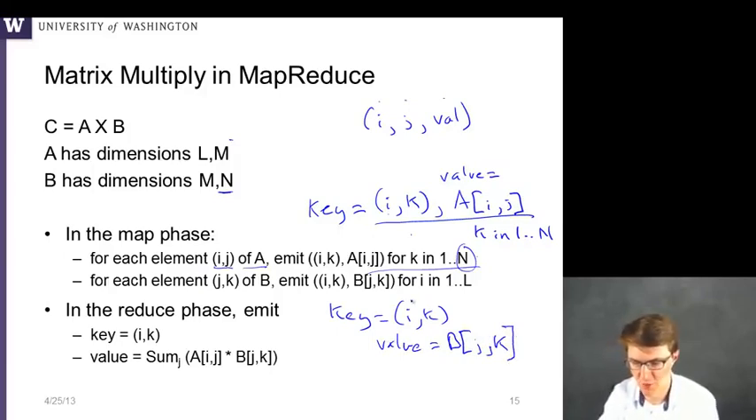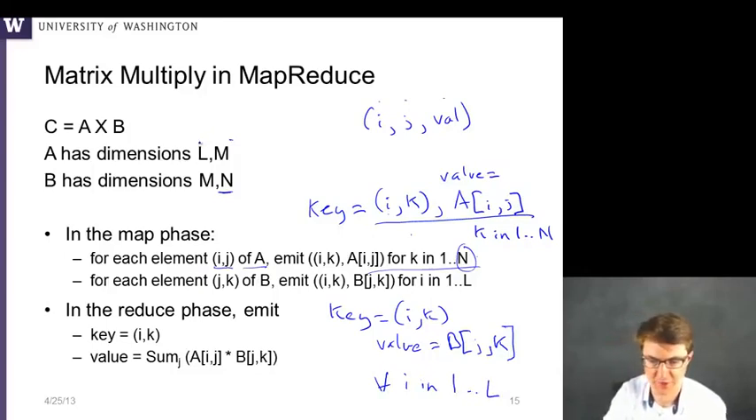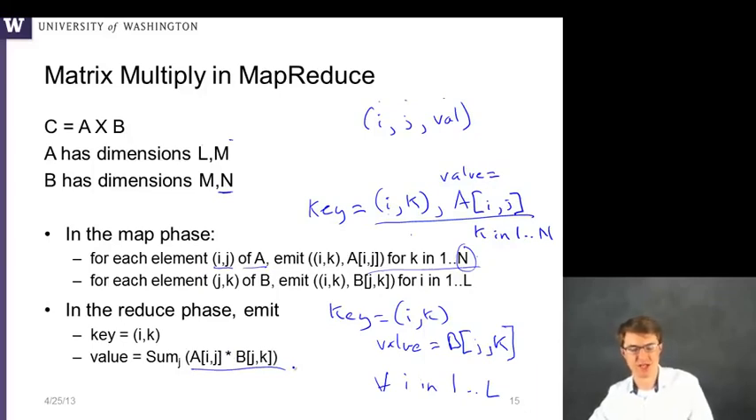Okay. And you're going to emit one of these key-value pairs for every i, the upside-down A, for all i in 1 to L, where L is the number of rows in A, right? So you have to replicate the values of B to all the corresponding rows of A, and you have to replicate the values of A to all the corresponding columns of B. And then finally in the reduce phase, you can do the dot product and produce the output.